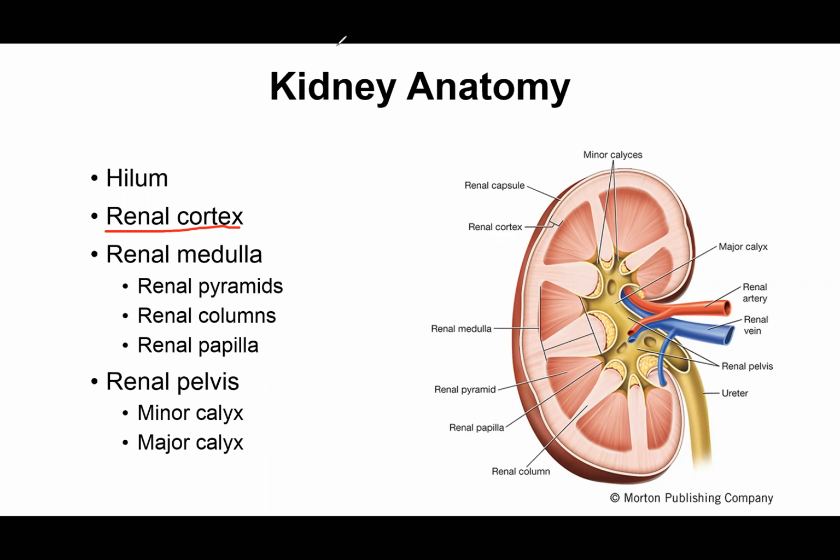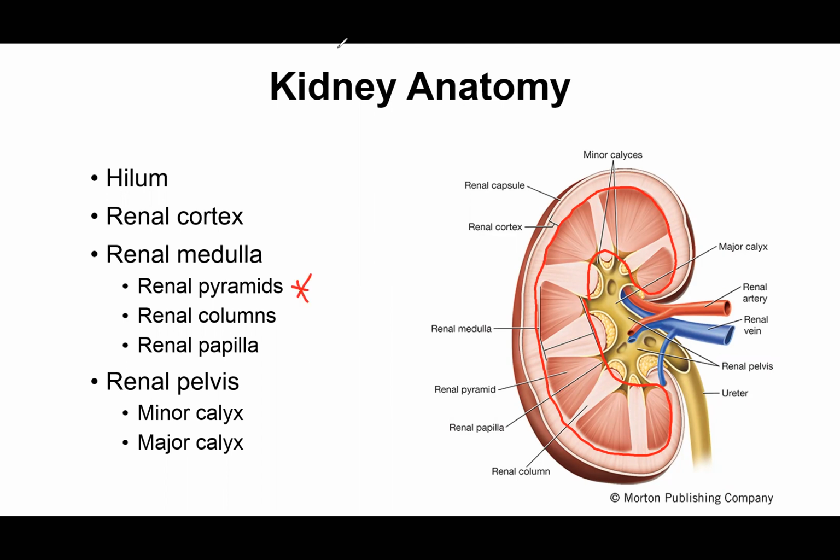Next is the renal medulla. And the renal medulla is basically everything that is in this section that I'm circling here. All of this is renal medulla. The renal medulla is going to have some different structures within it that I would like to point out. So first are the renal pyramids.